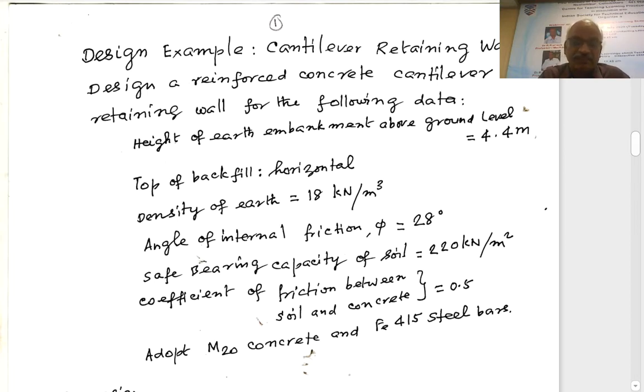Density of earth is given. Angle of internal friction, safe bearing capacity. Coefficient of friction between soil and concrete is 0.5. This value will be required when you check for sliding, mu W equal to 0.5. When we find out the maximum and minimum pressure, we have to find out whether the maximum pressure is less than the safe bearing capacity of soil.